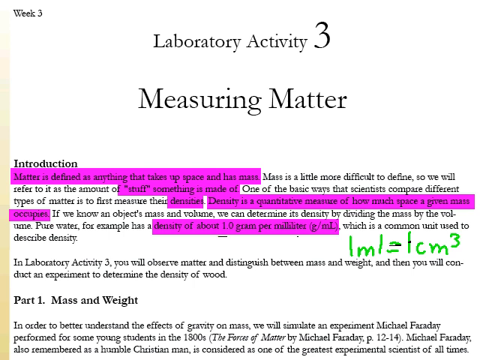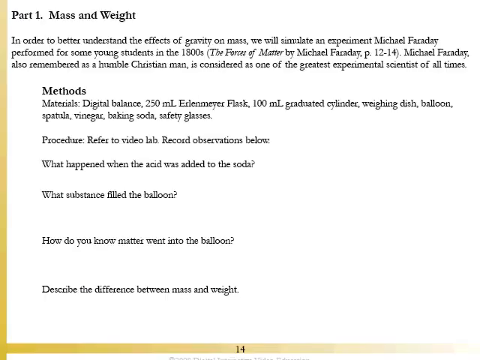So in laboratory activity 3, you're going to observe matter and distinguish between mass and weight, and then we'll do an experiment that follows a scientific method to determine the density of wood. First, let's start by understanding the difference between mass and weight.